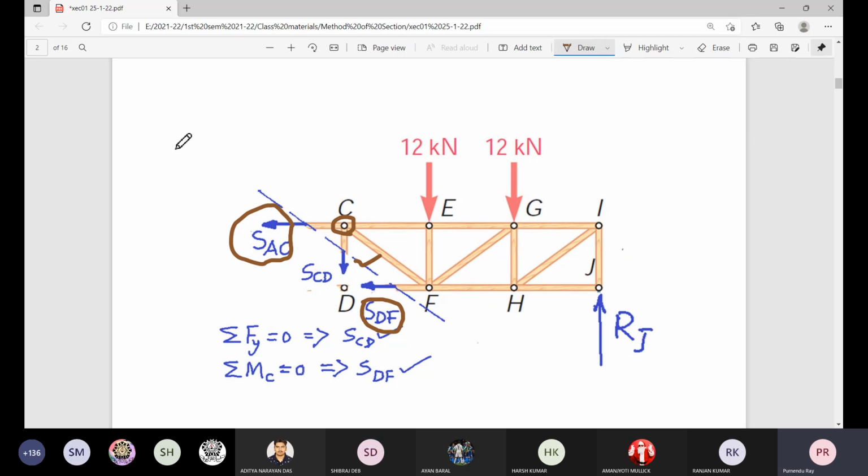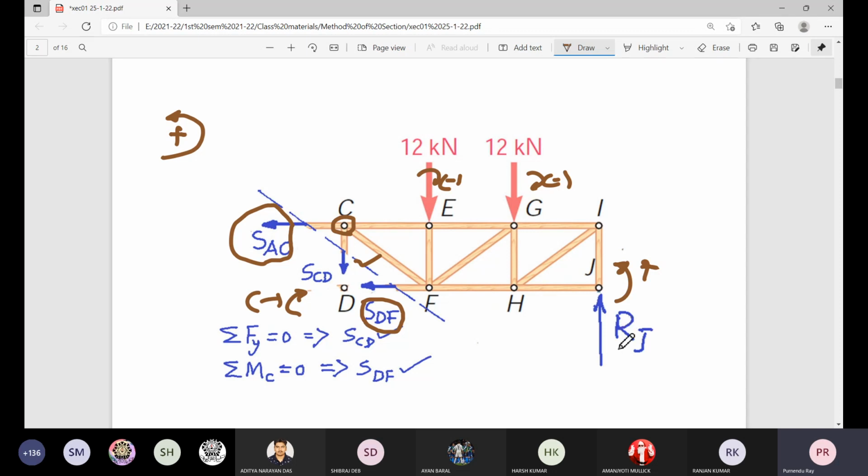Now we assumed anti-clockwise as positive, so SDF will give you a negative moment. The 12 kilonewton multiplied by 2.4, 12 kilonewton multiplied by 4.8, and RJ multiplied by 7.2 meter. Sorry, these two are negative; only RJ will give you positive. So regarding sign, you must be careful. SDF is clockwise, so here also it is negative. So find out the value of SDF directly.